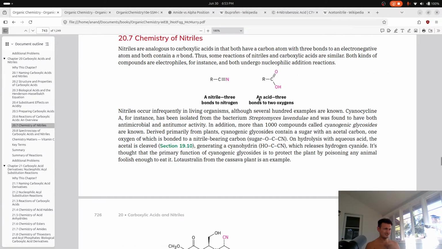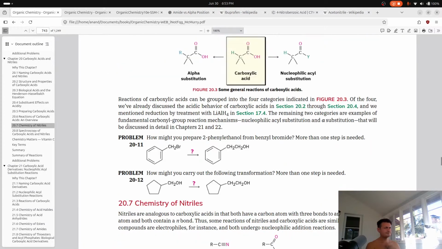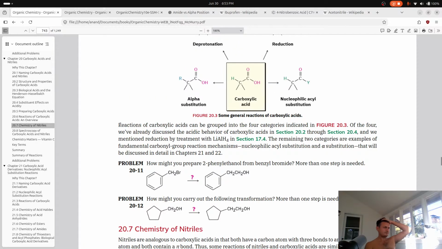Okay. We just got to finish up this last section here, and then we're going to go to chapter 21. Reactions of carboxylic acid. So I'm not having the chat open today, so I got to focus.